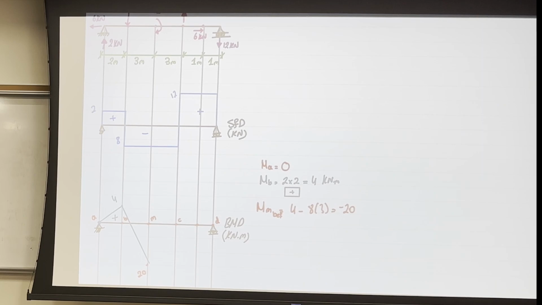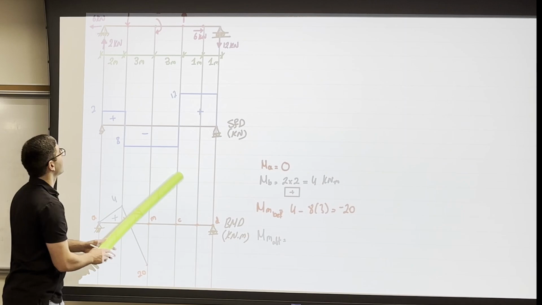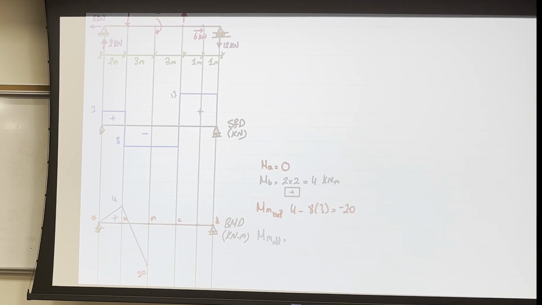Okay, now I do have M before and M after. So only remember the before and after when you have a concentrated bending moment. So at the concentrated bending moment, I do have M before and M after. So let me tell you something.